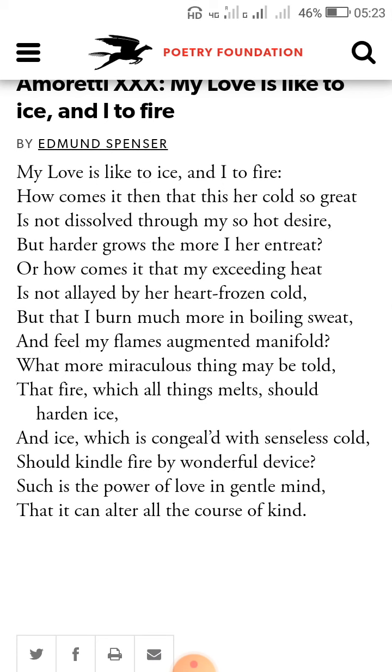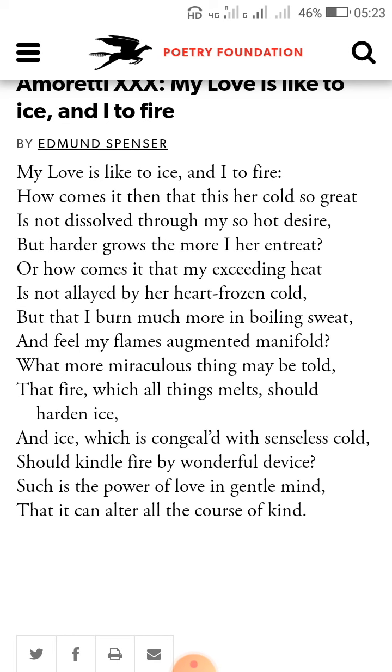Now we should begin the poem. My love is like to ice and I to fire. How comes it then that this her cold so great is not dissolved through my so hot desire, but harder grows the more I her entreat. So the poet poses the first question in the first quatrain of the poem.